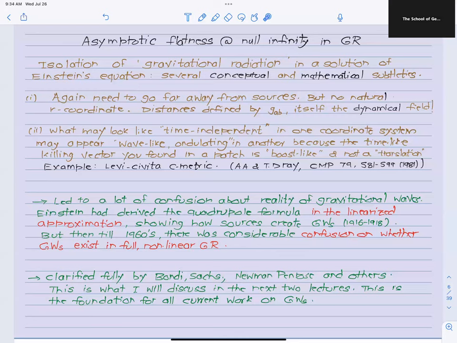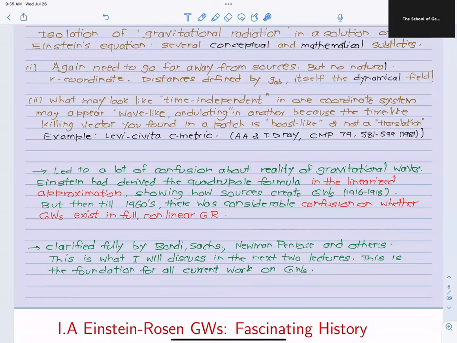This is just a concrete example. It's not a very deep fact, but it focuses the ideas and illustrates why there was so much confusion. And this was really clarified completely in full nonlinear general relativity only in 1978. The solution was found in 1919. So there's a six decade gap between them. And this led to a lot of confusion about the reality of gravitational waves.